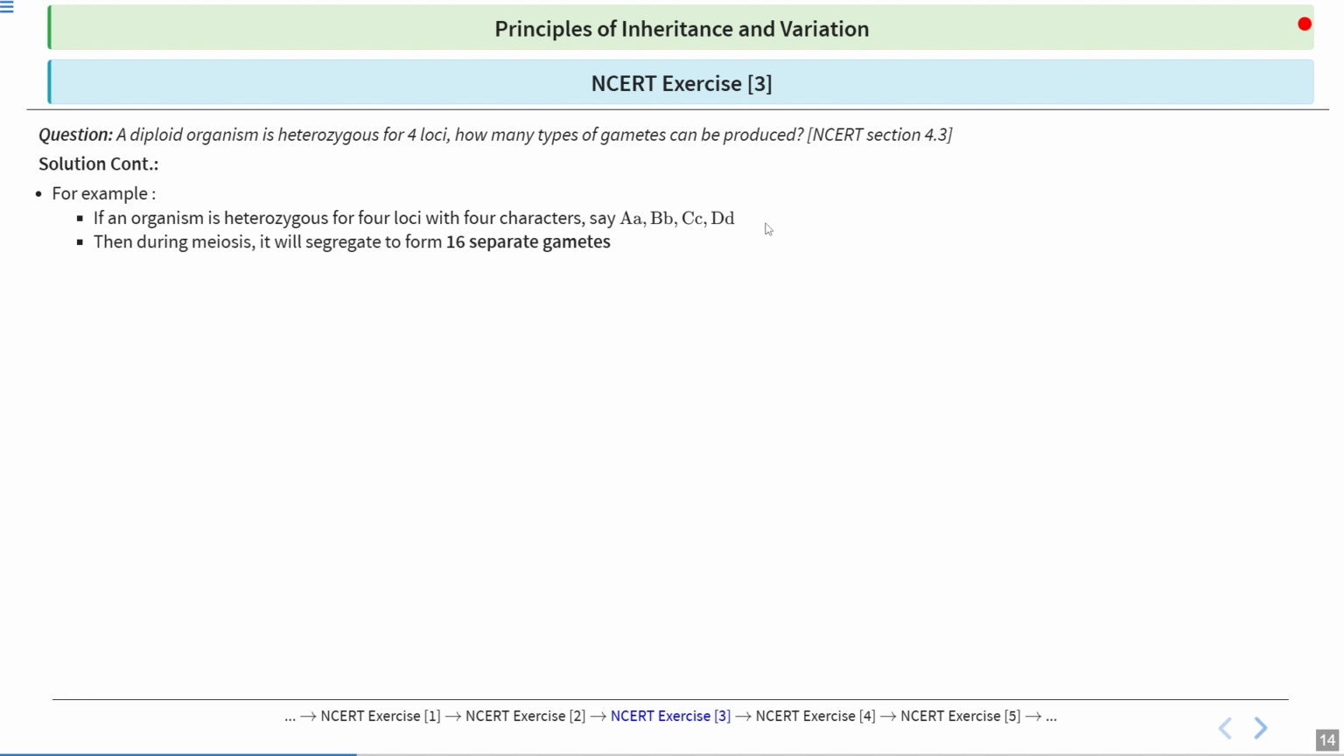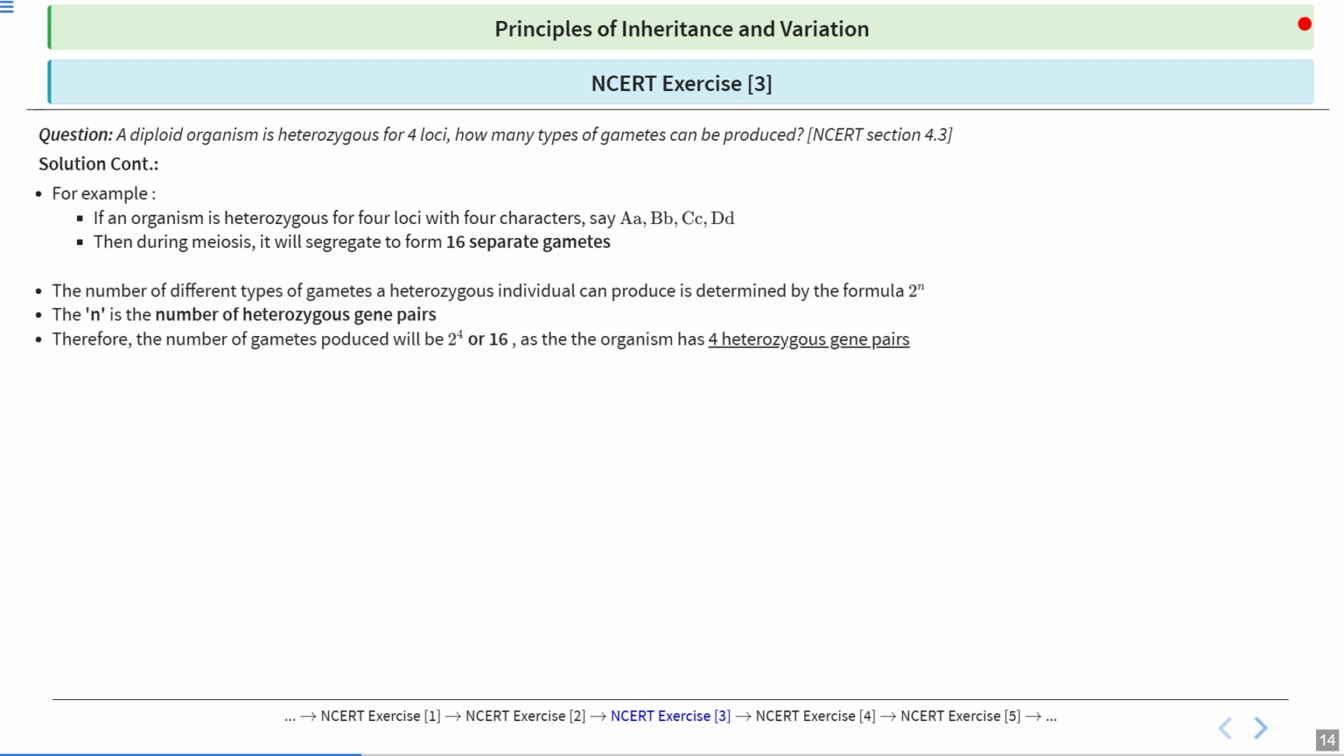Now what happens during meiosis? It will form 16 separate gametes here. So during meiosis, it will segregate to form 16 separate gametes. So how will 16 gametes be formed? Clear? Now the number of different types of gametes that a heterozygous individual can produce can be determined by the formula 2 raised to power n. So you have to use this formula, 2 raised to power n.